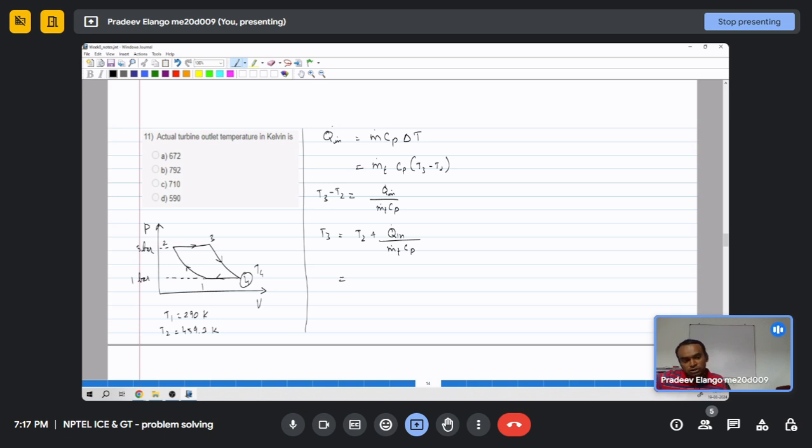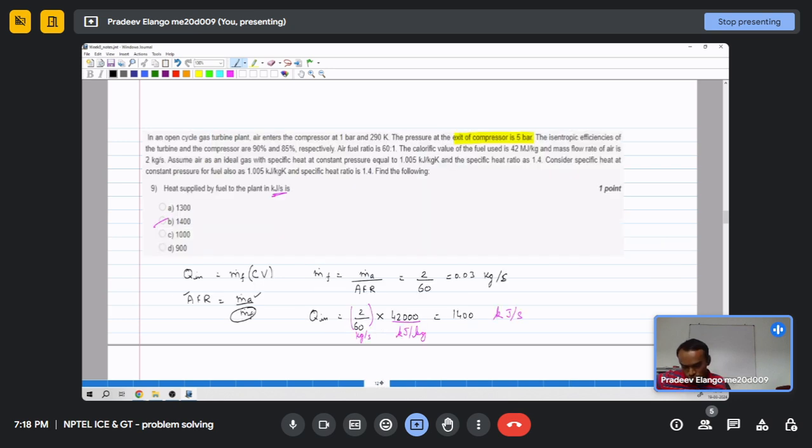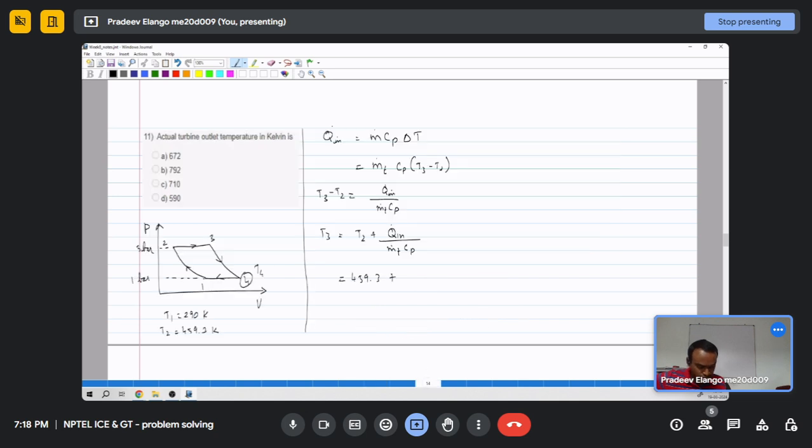So m total is mass of air plus mass of fuel, right? So T2 is 459.3, and Q in is what we just found earlier, right? 1400 kilojoule per second. So this is 1400 kilojoule per second, and on the denominator we have m dot t.